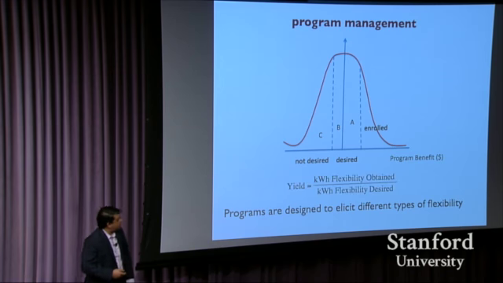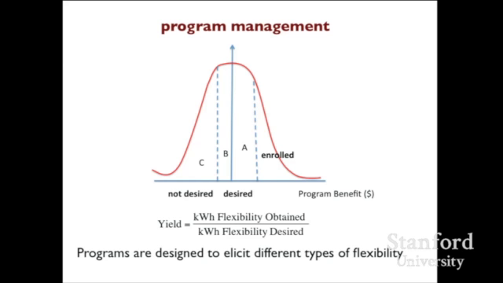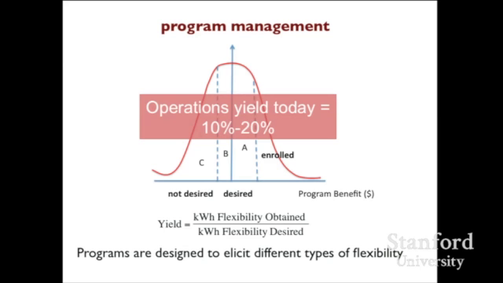The performance of a program is measured by this number called yield. Yield is interpreted in two ways. There's the marketing yield: I contact 100 people, 80 people enroll, my yield is 80%. The yield that's more important, though, when you think about flexibility, is a quantity yield. I target a certain number of kilowatt hours of flexibility that I would like to achieve. I go and contact all these people, they enroll, and I see when I run the program how many kilowatt hours of flexibility actually were achieved. The ratio between those two is the yield, and unfortunately, yields today are pretty low. They're between 10 and 20%.